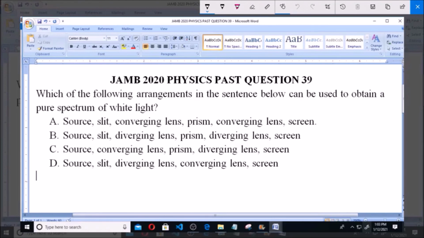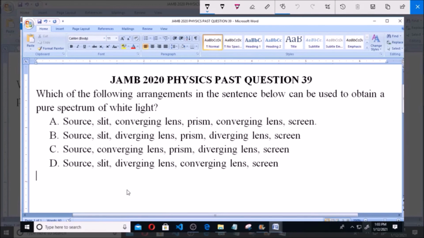I'll be answering Jamb 2020 Physics past question 39. Which of the following arrangements in the sentence below can be used to obtain a pure spectrum of white light? A. Source, slit, converging lens, prism, converging lens and screen, in that order. B. Source, slit, diverging lens, prism, diverging lens and screen, in that order. C. Source, converging lens, prism, diverging lens, screen, and D is source, slit, diverging lens, converging lens and screen.